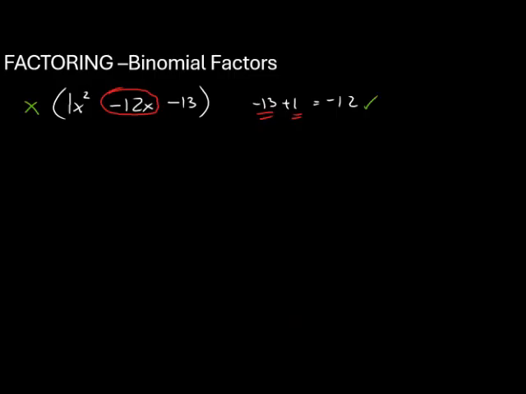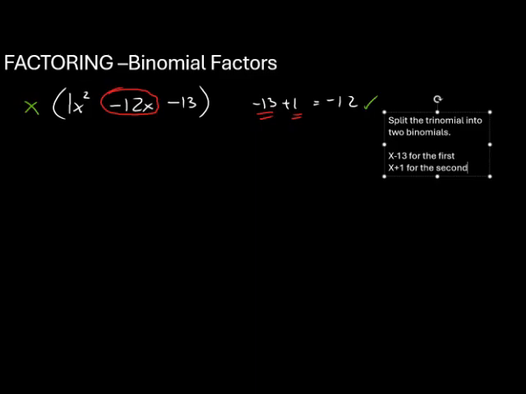Now that we know negative 13 and positive 1 will satisfy our criteria, let's now split this trinomial into two binomials. Those two binomials will look like this. We'll have x minus 13 for the first one, because our first number was negative 13, and then x plus 1 for the second one.